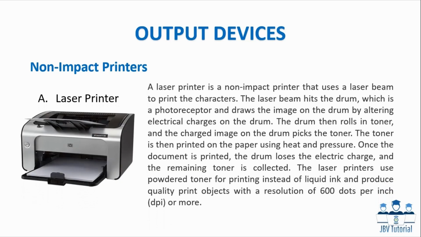Laser printer. A laser printer is a non-impact printer that uses a laser beam to print the characters. The laser beam hits the drum, which is a photoreceptor, and draws the image on the drum by altering electrical charges on the drum. The drum then rolls in toner, and the charged image on the drum picks the toner. The toner is then printed on the paper using heat and pressure. Once the document is printed, the drum loses the electric charge, and the remaining toner is collected.